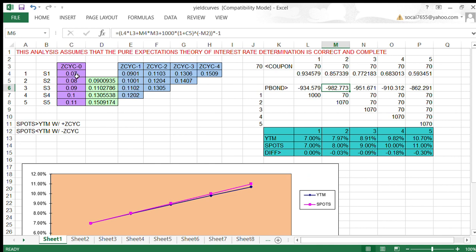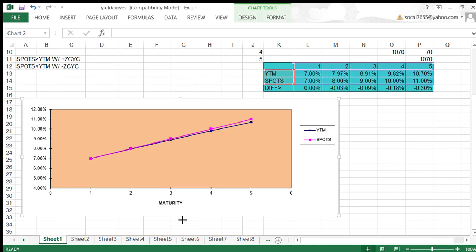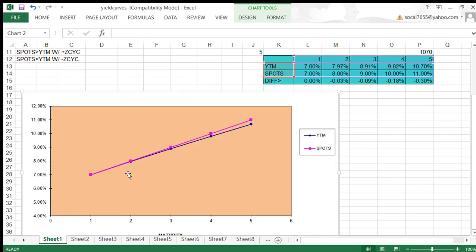Because the yield to maturity is increasing, it's kind of like the yield to maturity value is influenced by lower prior interest rates for some of the cash flows, and hence the spot rates, which are current at the margin, are higher. The spot rates are higher than the yields. And maybe if I stretch this, you'll see it even better. Hold on one second. There you go. You see how they diverge.